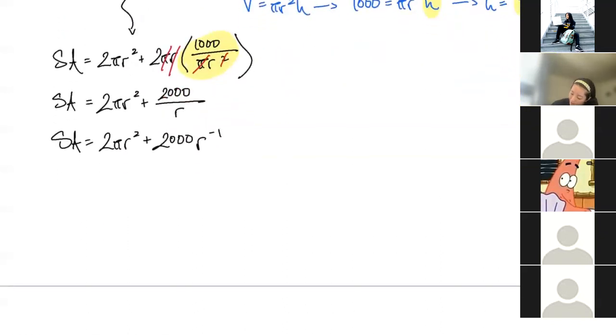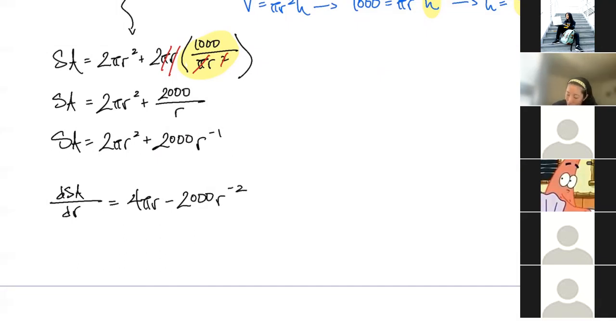All right, let's take our derivative. The derivative of surface area with respect to the radius. All right, let's see. 2 and pi is a constant, so I can just use the power rule. 4 pi r minus 2000 r to the, what is the power here for r? That second one. That's going to be a -2, okay?